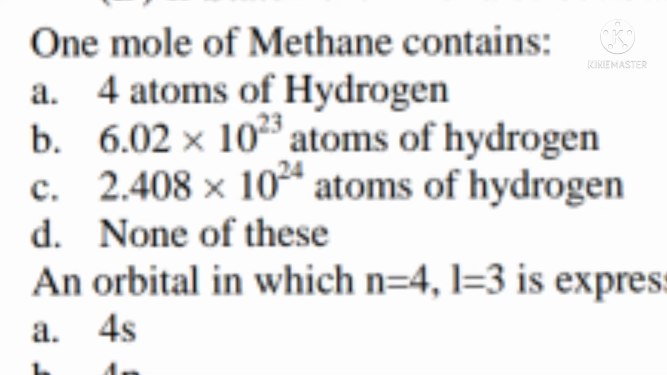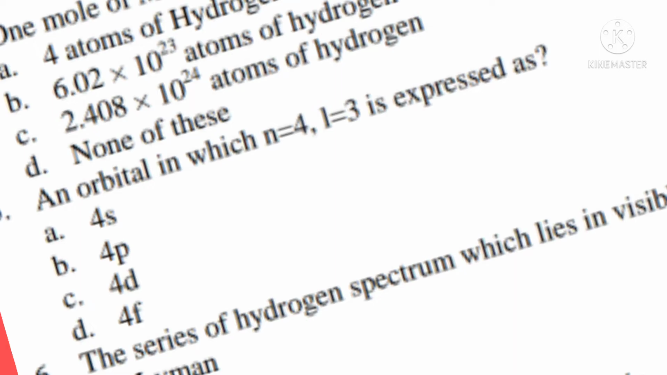1 mole of methane contains 4 into 6.02 into 10 raised to power 23 atoms. So answer is option C, 2.408 into 10 raised to power 24 atoms. This is because 1 molecule of methane contains 4 atoms of hydrogen. An orbital in which n is equal to 4, l is equal to 3 is expressed as 4f orbital. 4 for n and f for l.